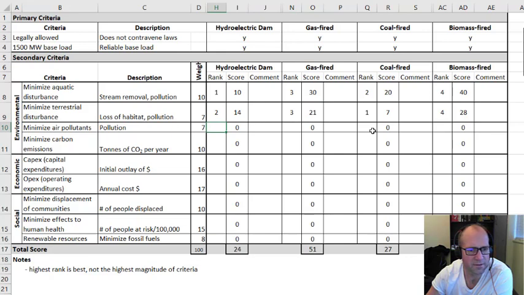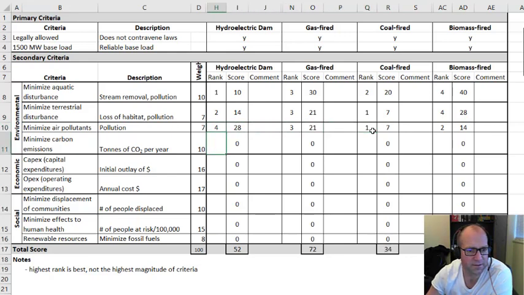Okay, minimize air pollutants. Here's where hydroelectric is going to shine. It will have very low emissions compared to any of these. It will have some emissions as they're building the dam. They'll be using concrete, which has a lot of emissions, but once the dam is operating for the next century, it will be much cleaner than any of these options. And I'm going to go out on a limb here and say that gas-fired would be the second cleanest because natural gas burns very cleanly. It basically creates the fewest pollutants. Biomass would be 2 and coal would be 1.